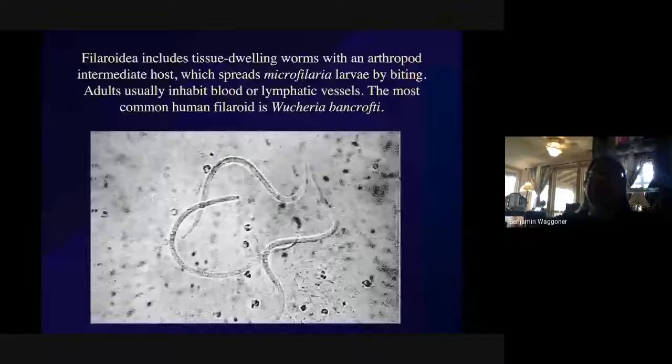And then as adults, they will typically inhabit blood, lymphatic vessels, or in some cases, body cavities. So there you've got Wuchereria right there.